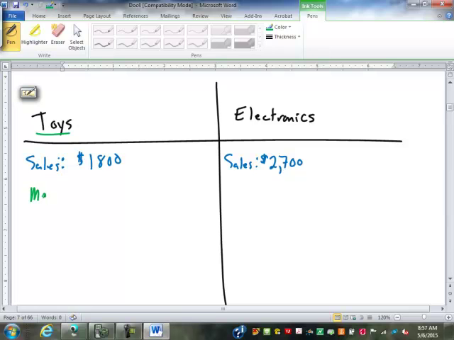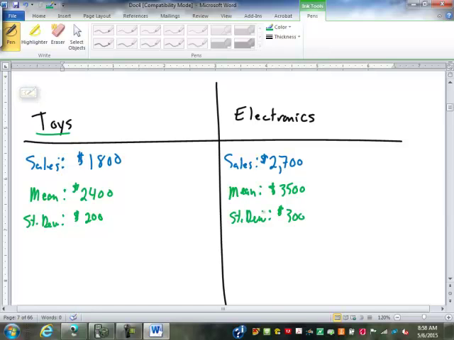We find the mean sales for everybody in toys for that week came out to be $2,400 with a standard deviation of $200. In electronics, the mean sales of every salesperson in electronics that week came out to be $3,500 with a standard deviation of 300. So now I want to find out which one did worse. We're going to use a Z-score.